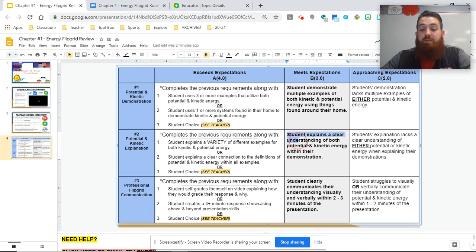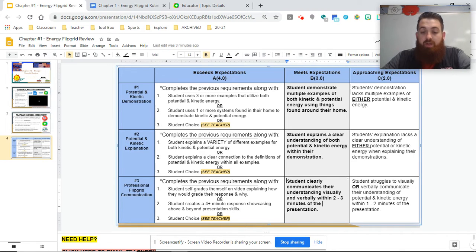If you have a clear explanation, makes sense, and you're right on target, you'll be at the meets. If something's not quite there, obviously at the approaching, and then if you're ready to go above and beyond, that'll be the exceeds. Communication. The last component on this rubric is going to be how well you communicate your information, your demonstration, and your explanation.